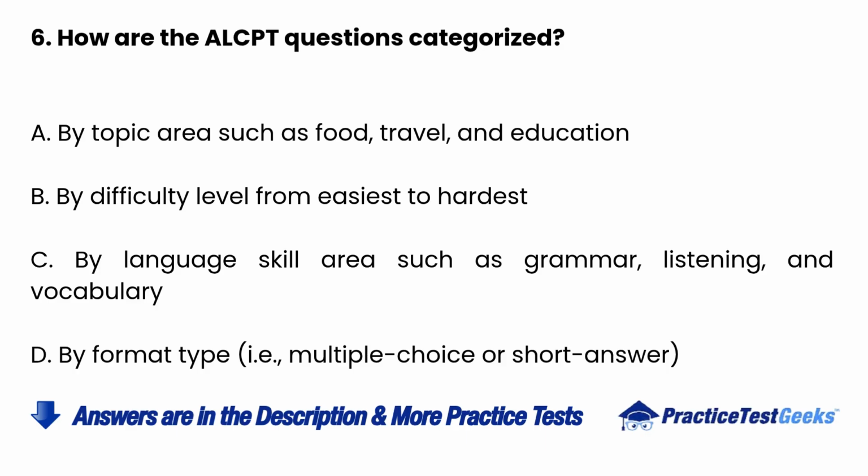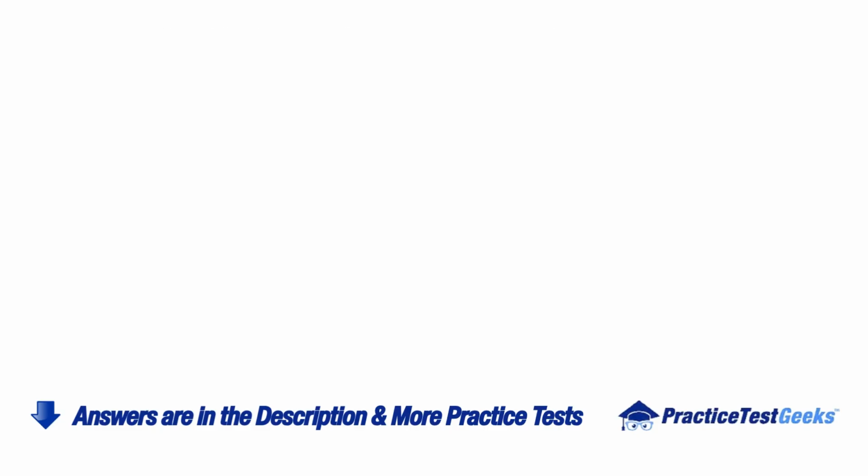A. By topic areas such as food, travel, and education. B. By difficulty level from easiest to hardest. C. By language skill areas such as grammar, listening, and vocabulary. D. By format type, i.e., multiple choice or short answer.